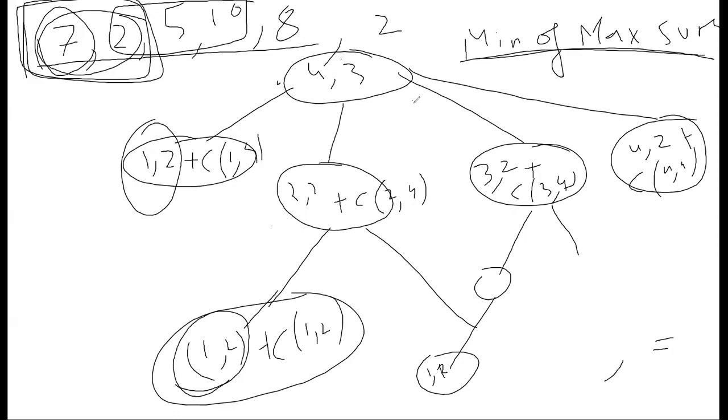Actually, there's another solution for this. I was just trying to give you an idea about my thinking, but there's a binary search solution to this also. So how can you approach it with binary search? Let me clear this out. So you have this array: 7, 2, 5, 10, and 18, right?